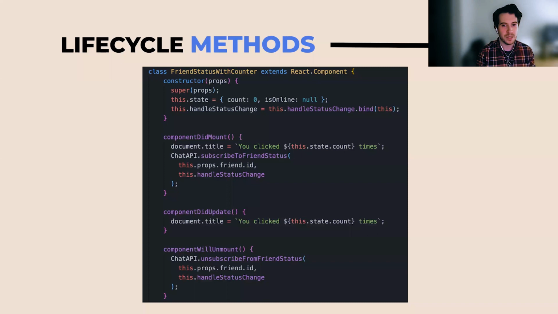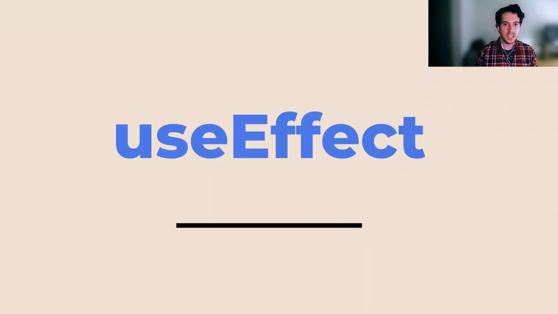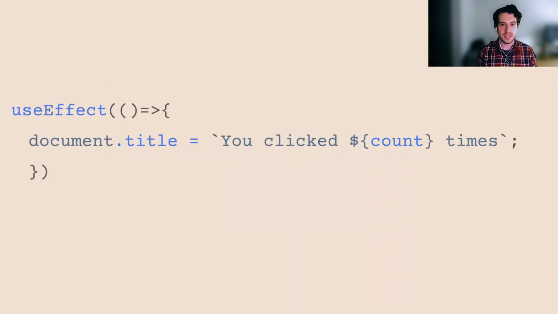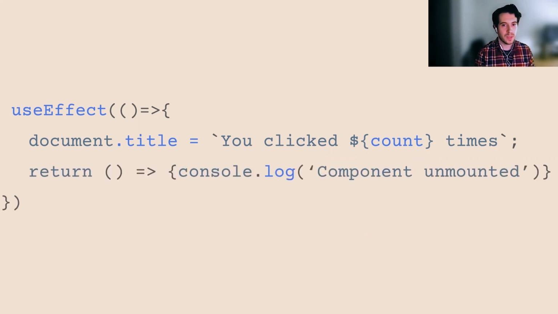So that's where the useEffect hook comes in. Think of useEffect as all the component lifecycle methods combined into one function. useEffect takes a function as an argument, and that function will fire after the initial render and every re-render after that. But what about componentWillUnmount? Well, we can also do that in our useEffect. By returning a function out of useEffect, the function will run when the component unmounts.